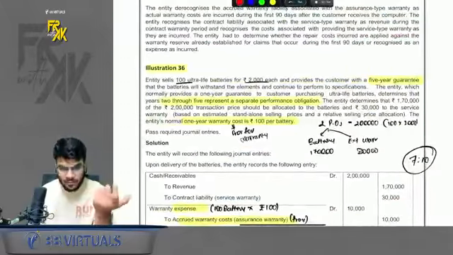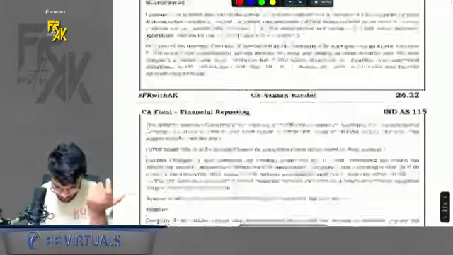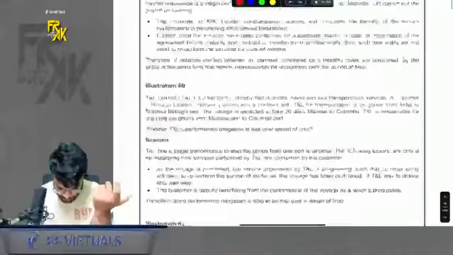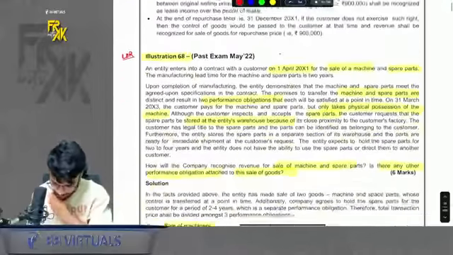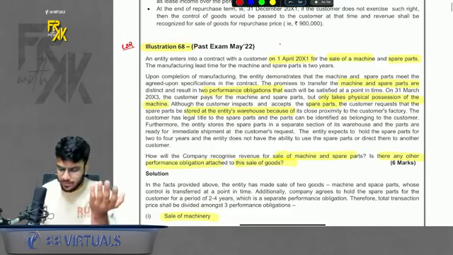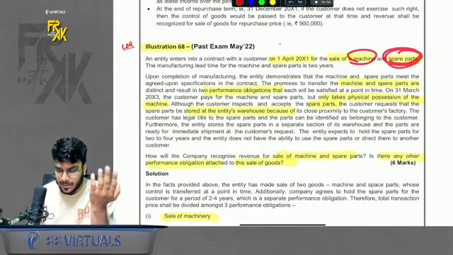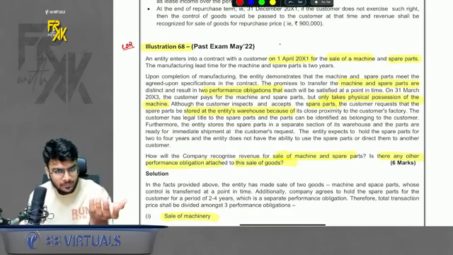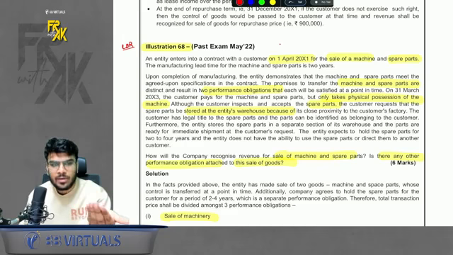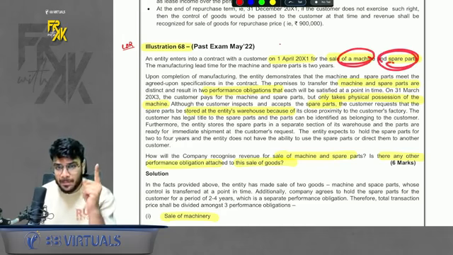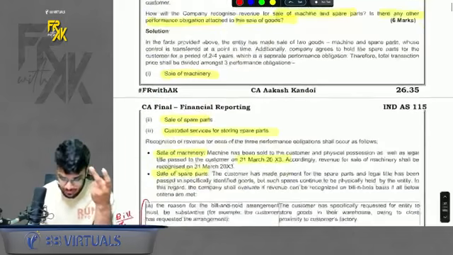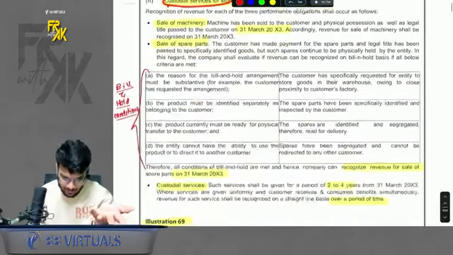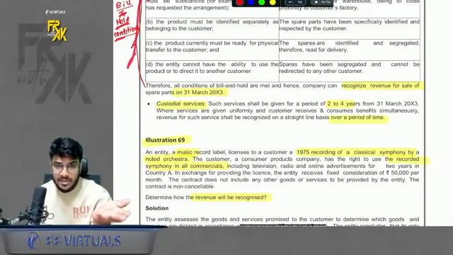For bill and hold, we have one question also. If you want the referencing, I can give it to you. It is a very straightforward, simple question. And that is, I guess, illustration number 68. So basically here we are selling a machine, we are selling spare parts. The delivery of spare parts is kept pending at the customer's request. So it is a case of bill and hold. So here there are not 2-3 POs. Why? Sale of machine 1 PO, sale of spare parts 1 PO, and for bill and hold, the company might provide any custodial services. So third PO. So simple. Then they have given the indicators for bill and hold, which I just read with you.